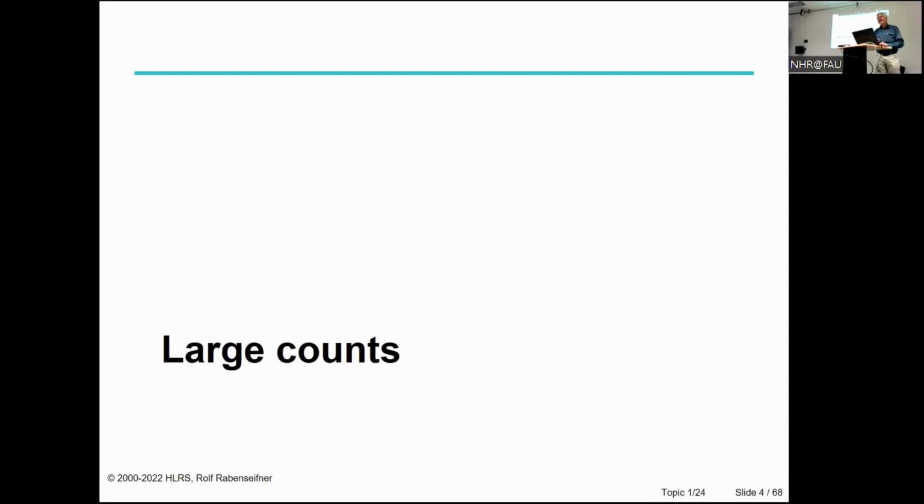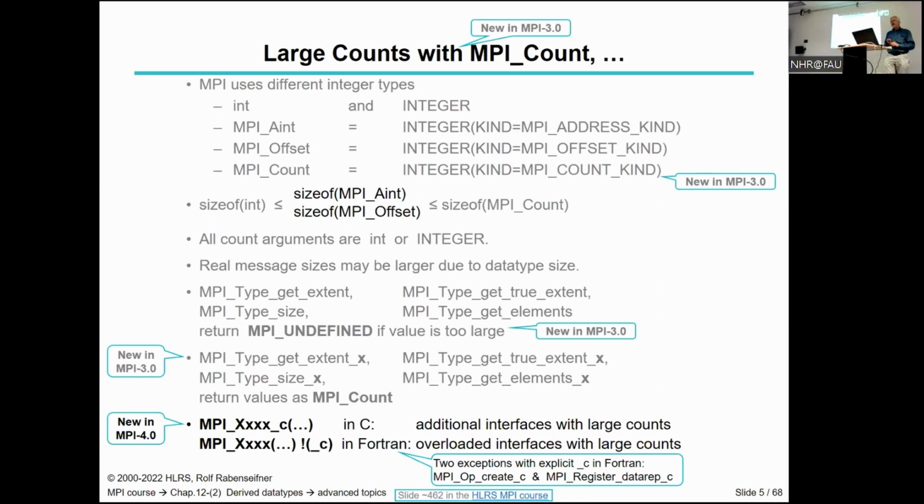First topic is large counts. With MPI 3, they added additional routines that you can examine how long is a message and so on, which goes beyond the 2 billion of an integer, because the counts in MPI are all integer. And now with MPI 4, we really define for each MPI routine that has an integer count an additional large routine with an MPI count argument.